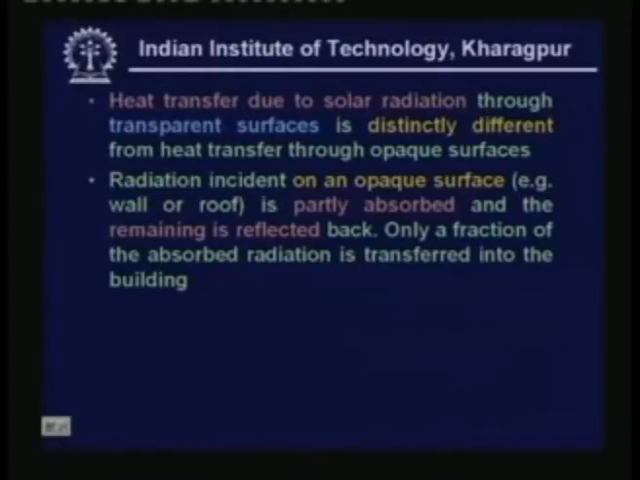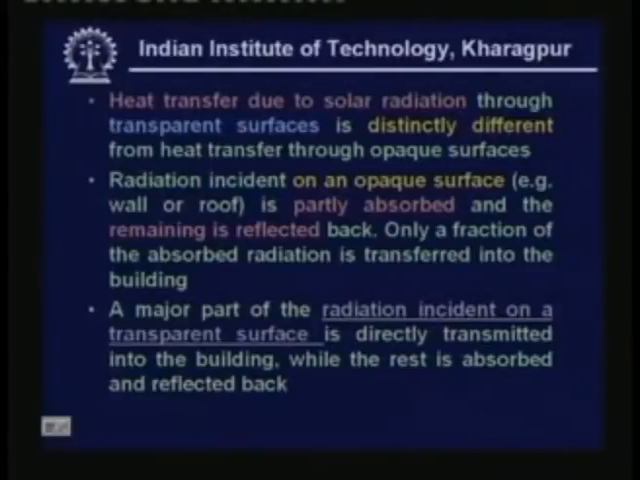This aspect we will discuss in the next lecture. So ultimately, whenever radiation is incident on an opaque surface, some of it is absorbed and some of it is reflected back, and out of the absorbed portion only a part is finally transferred to the building. That means only a part of the radiation incident on an opaque surface finally becomes a load on the building. This is as far as the opaque surface is concerned.